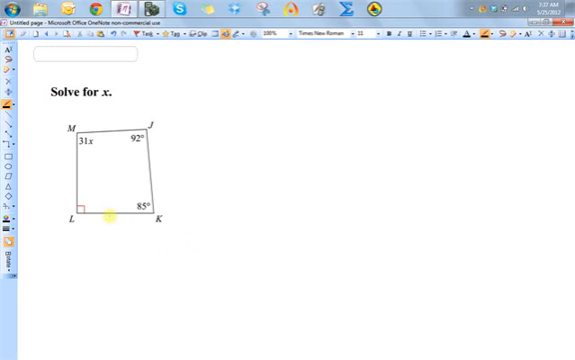Here I want to find the value for x. So what I'm going to do is use the fact that I know that the sum of all the angles of a quadrilateral add to 360 degrees. So if you do not know that, you can use the formula S is equal to 180 degrees times n minus 2, where S is equal to the sum of all the angles and n is the number of angles, or the number of sides. And this tells you the sum of all the angles of any polygon.